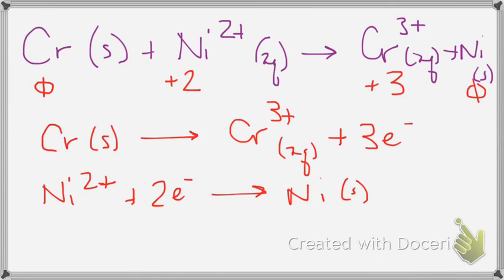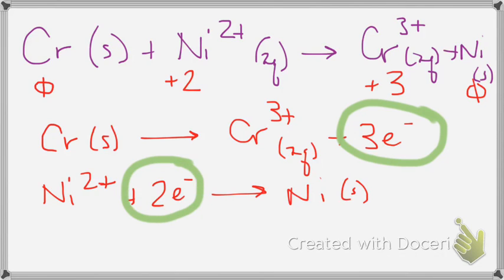The second step for this is we've got to balance the number of electrons. So if you look, here we have on the product side 3 electrons and on the reactant side 2 electrons. They are not balanced. So the lowest common multiple of this is 6. So in order for us to get 6 electrons, we're going to have to multiply this half reaction by 2 and this half reaction by 3.